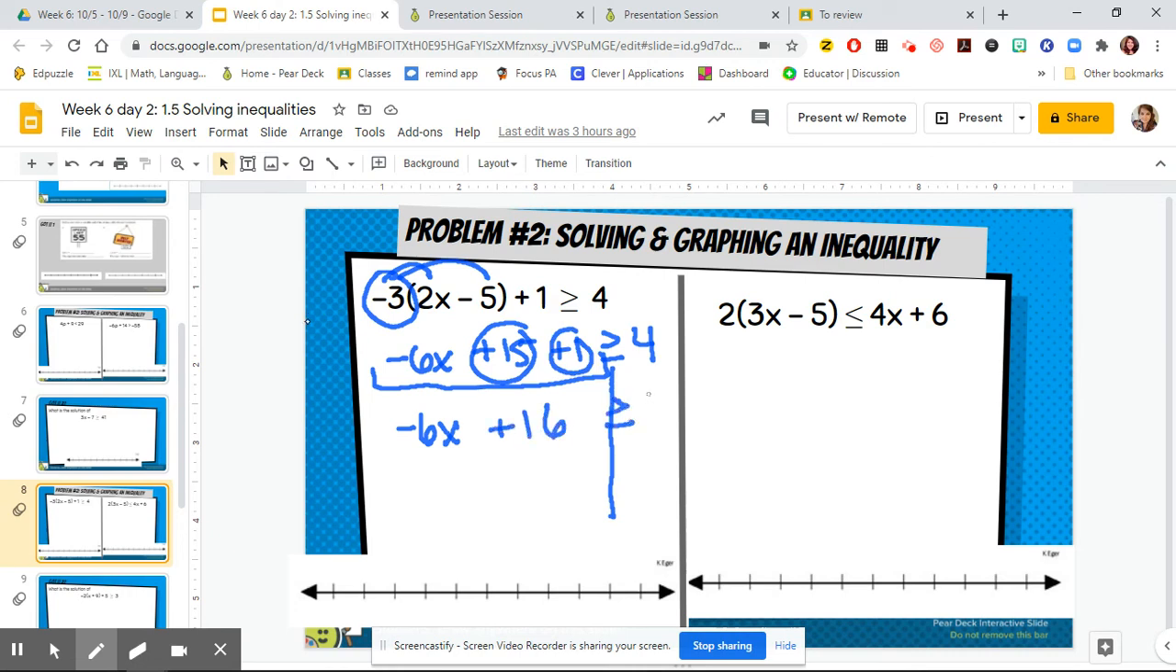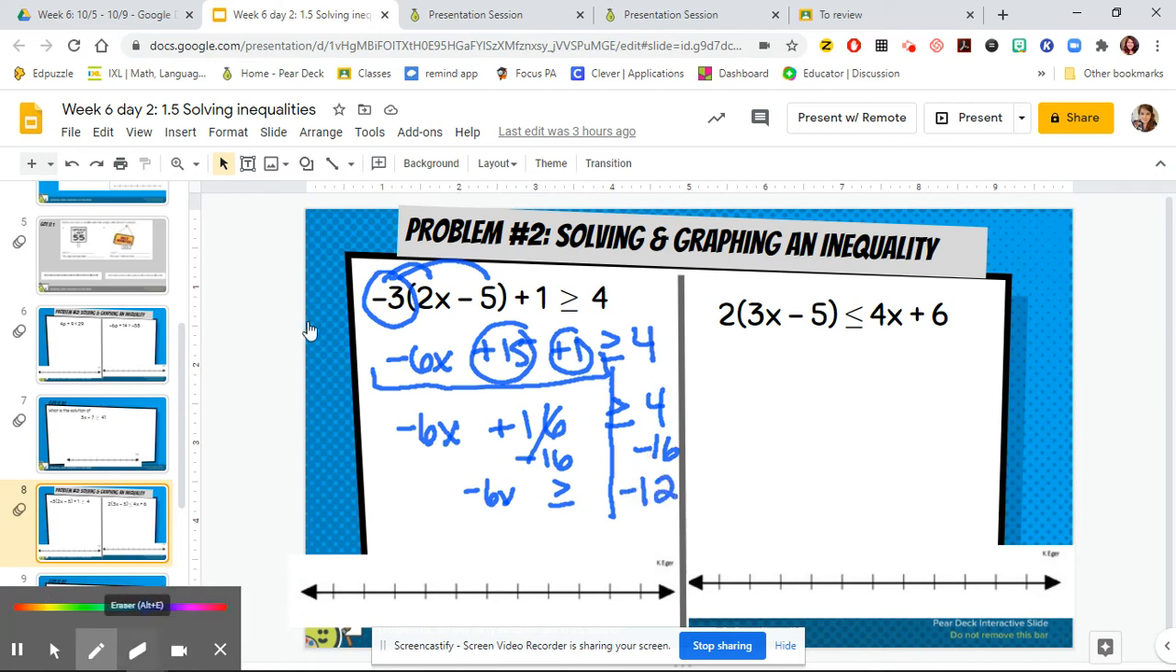My inequality, I'm going to copy down. And now we're going to solve to get x by itself. So I subtract, and we have 4 minus 16, which is negative 12. So I have a negative number, all right? The last step is divide both sides by a negative 6.